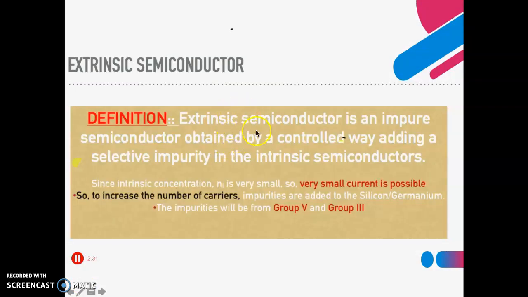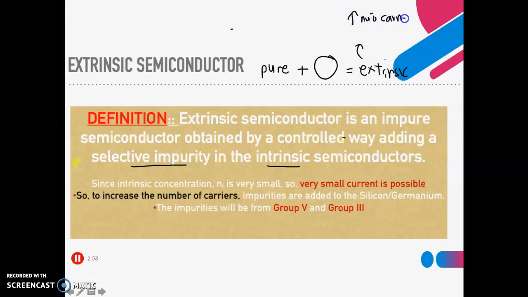By having this doping process, the semiconductor will be called an extrinsic semiconductor. Okay, so how do you define extrinsic semiconductor? By the doping process, you're going to add selective impurity to the pure semiconductor. This is your pure semiconductor. You're going to add something to become extrinsic. Why do you need this extrinsic? To increase the number of carriers. What is meant by carrier here is either a free electron or a free hole. Why do we need free electrons and free holes? Because you want more current.